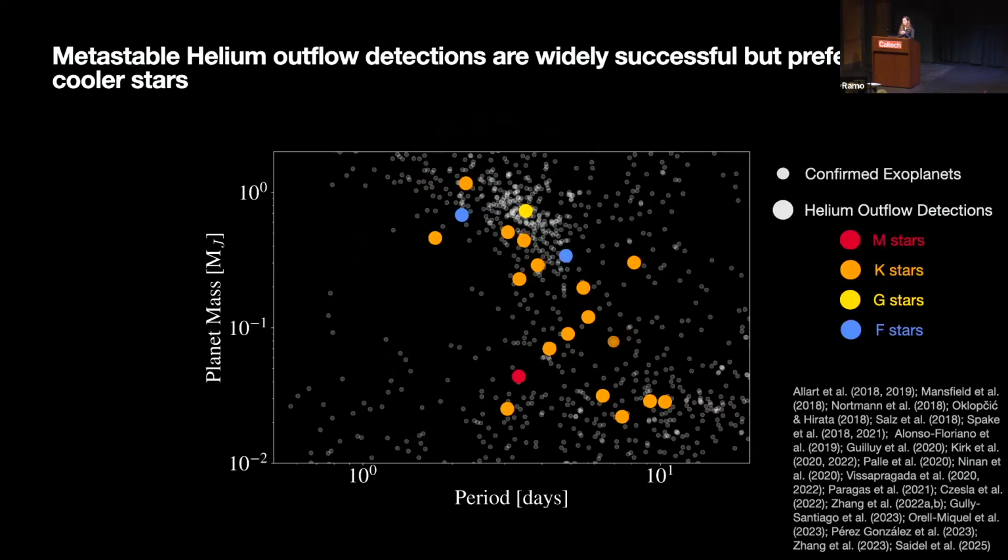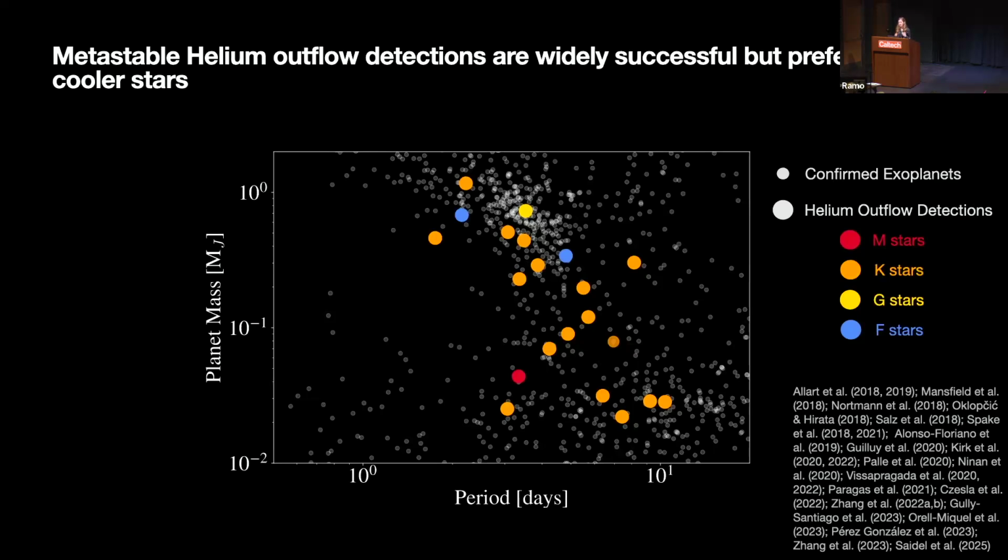This technique has been widely successful so far. To illustrate this, I have a plot here showing confirmed exoplanets as white circles as a function of planet mass in Jupiter masses on the vertical axis, and then orbital period in days on the horizontal axis. And the different colored circles you see here correspond to robust detections of atmospheric escape using metastable helium. Not pictured here are Lyman alpha detections. There are about 5 of these. They're not as many as helium, so I'm not going to talk about them today.